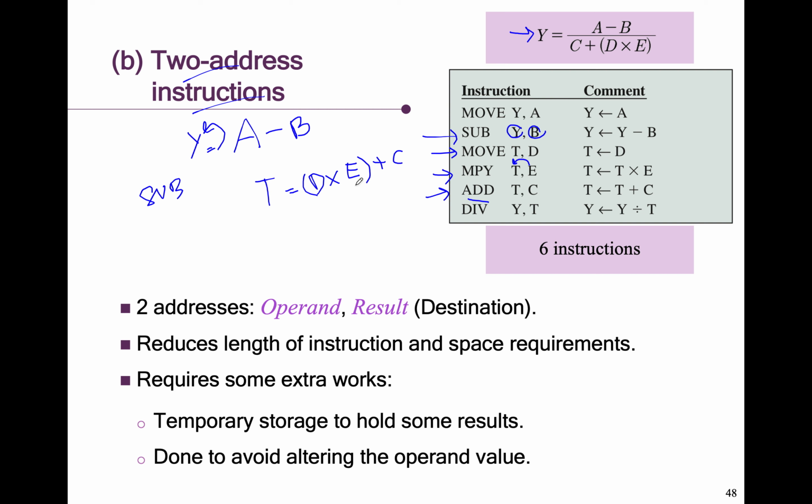Then you're going to get here. Last line, you're going to do division, which is your y. This is your y, which is a minus b. And then you're going to divide it with your t. This is the value of your t. So you get similar to this one.